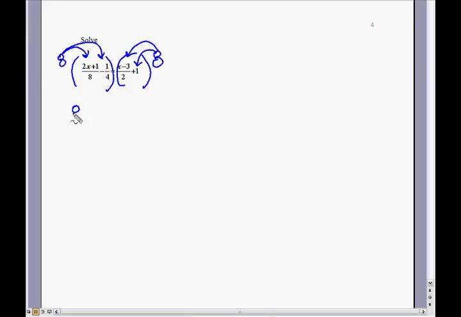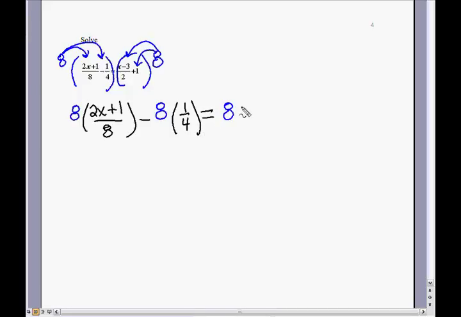I want to write that 8 next to each term so we can see how we're going to reduce this problem. So it's 8 times the 2x plus 1 divided by 8, minus the 8 times the 1/4 is equal to the 8 times the x minus 3 over 2 and also the 8 times the 1.